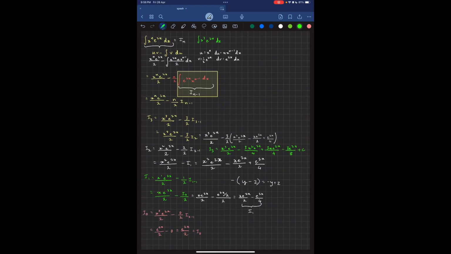And we have found the integral of this. So it was a long process, but it's quite simple, just complicated to identify. I hope that helps.